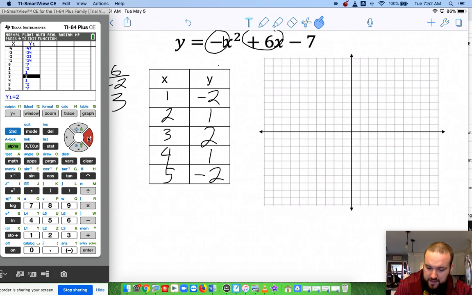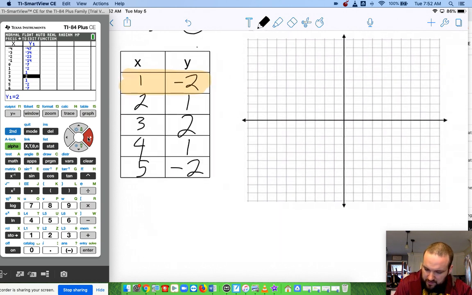So 1 comma negative 2. So again, just a reminder, if you're plotting points, you are reading straight across, and those two numbers combine to make a single point. So 1 comma negative 2, 2 comma positive 1, 3 comma 2, 4 comma 1, and 5 comma negative 2.